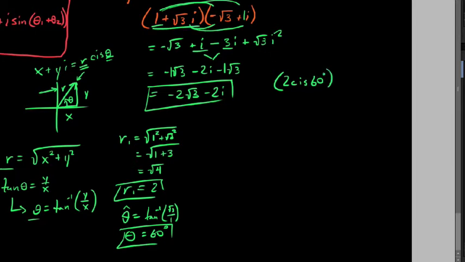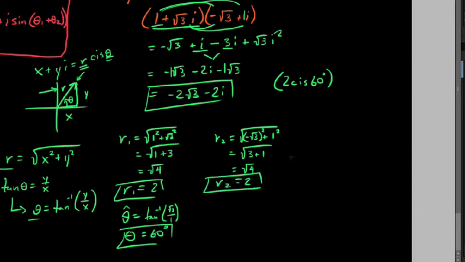So now let's take a look at our second complex number, which is negative radical 3 plus 1i. If we find the modulus of this number here, that is r2. r2 is equal to the square root of negative radical 3 squared plus 1 squared. So we get, again, 3 plus 1 in here, which is radical 4, which is 2. So the modulus of our second vector is also 2. So we could say, okay, so 2 CIS.